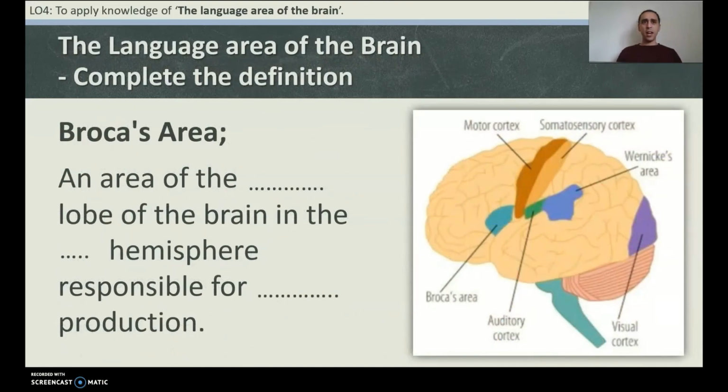So Broca's area, an area of the frontal lobe of the brain in which hemisphere, left or right? I'll wait for you to answer. Say it out loud. Yes, left. Well done. Left hemisphere, responsible for speech production. Brilliant.